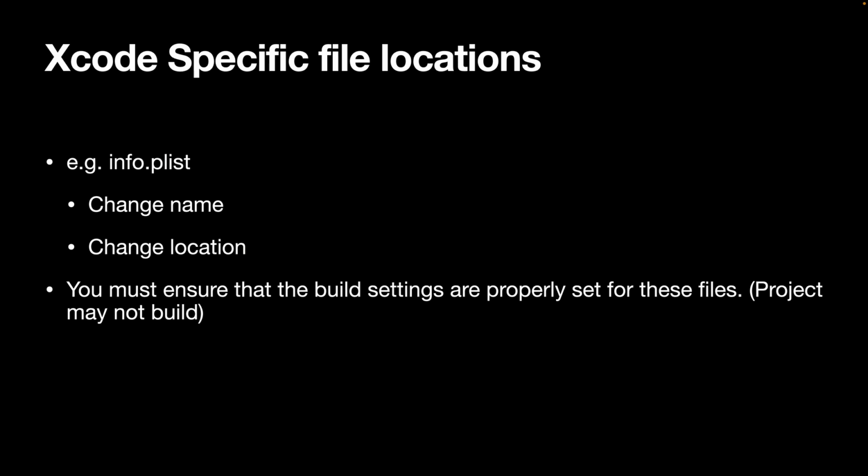So some files, of course, have specific file locations. For example, the Info.plist. You don't have to keep it as Info.plist, and you don't have to keep it where it is. It's more than possible to change the file name and change the location of that file if you want to. But doing so means that you have to make sure you go in and correctly configure your build settings to point to the right file. So generally speaking, most of the time you won't have to touch this, but if you start making more complex projects, you're going to have to start dealing with this problem.